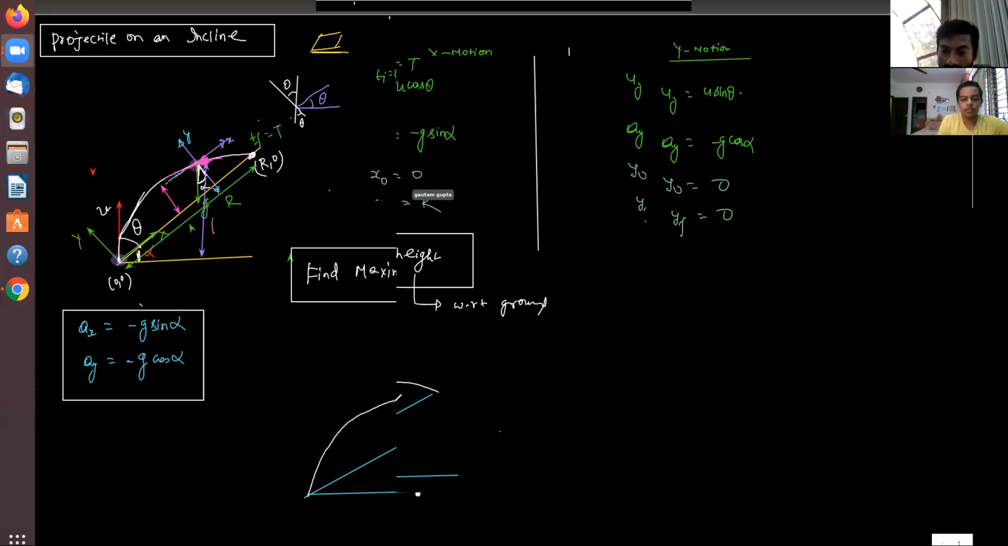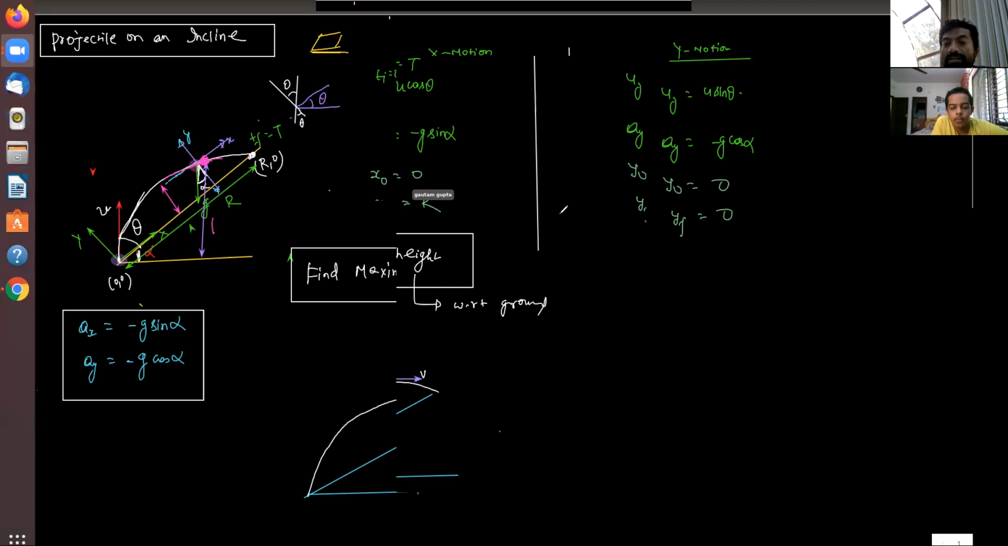Is it clear? So what will happen at this point? If it is maximum height with respect to ground, then the velocity has to be in this direction here, because perpendicular to ground is this, right? So it does not have any velocity in this direction. That's why it is maximum height with respect to ground. So the velocity direction must be along this. So net velocity must be along your original x-axis.